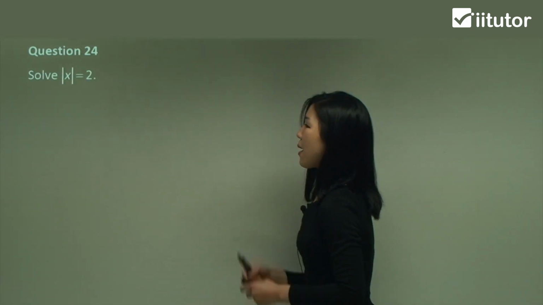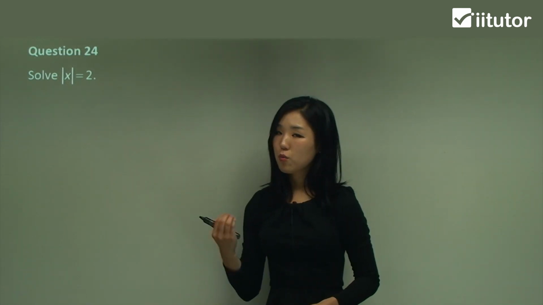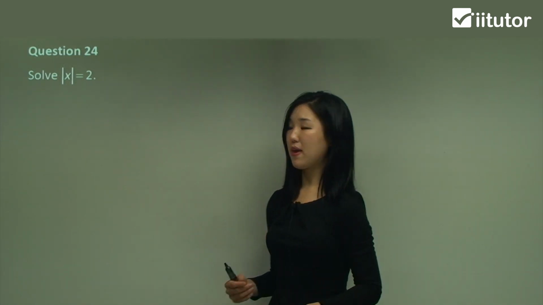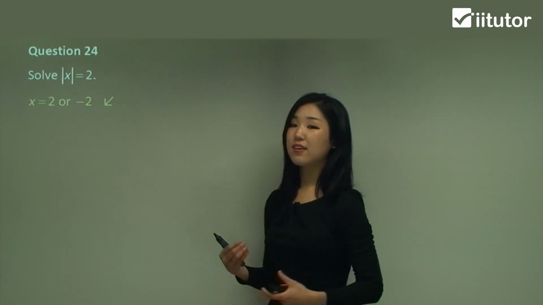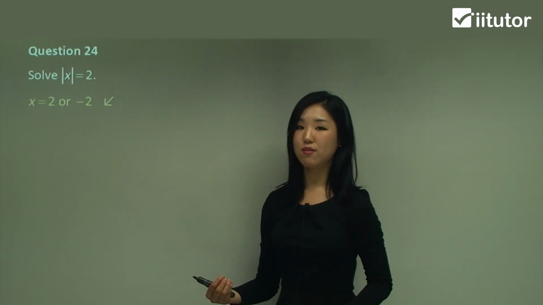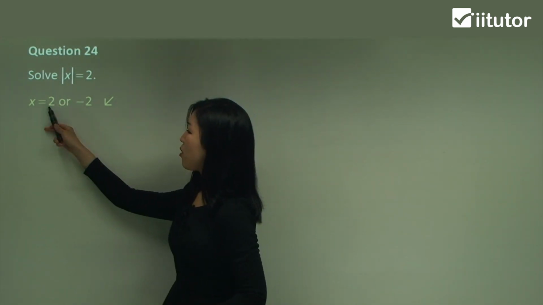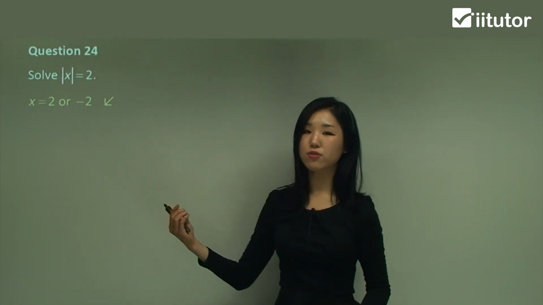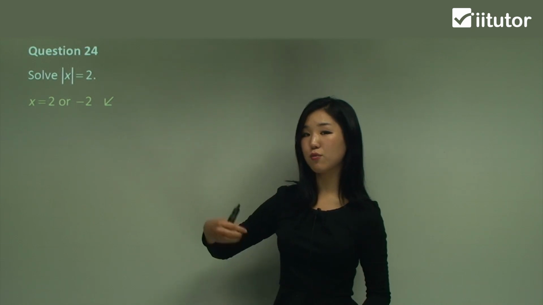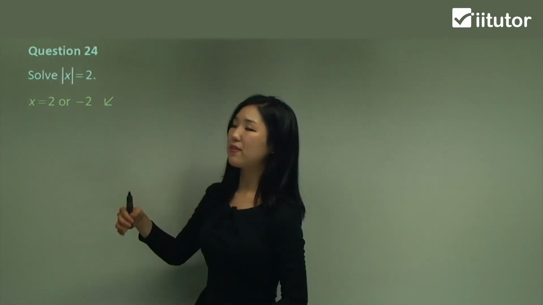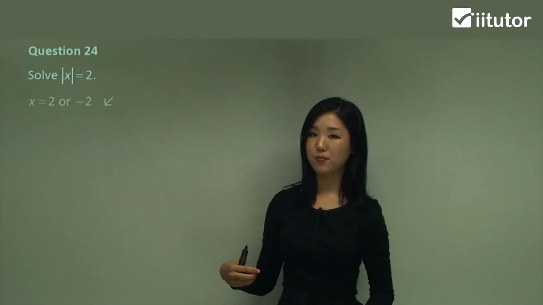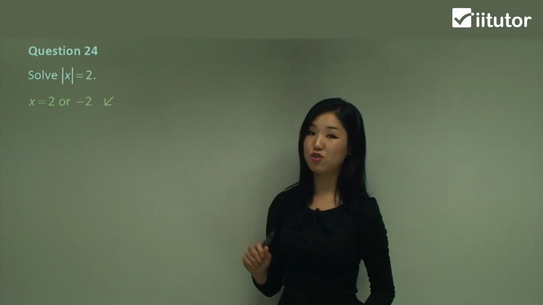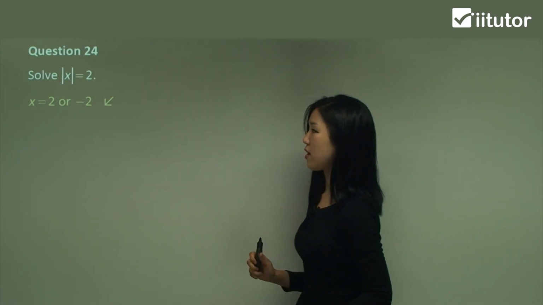24, solve absolute value of x equals 2. So what values of x can this be? Well, x can be +2 or -2, because absolute value of +2 is 2 and absolute value of -2 is also +2. Remember, the negative we can change to a positive, so it's basically plus or minus 2. So you usually consider two answers with absolute value equations.